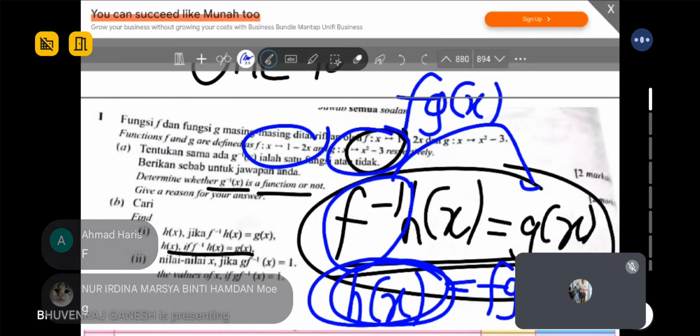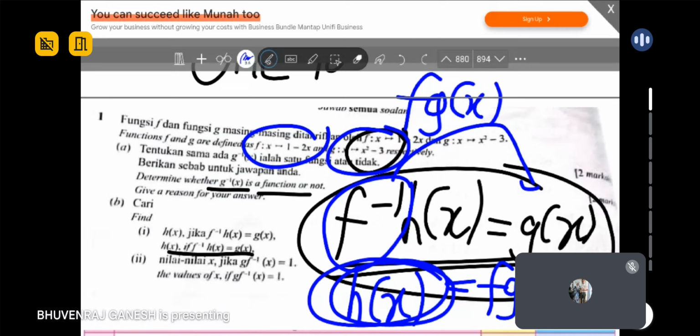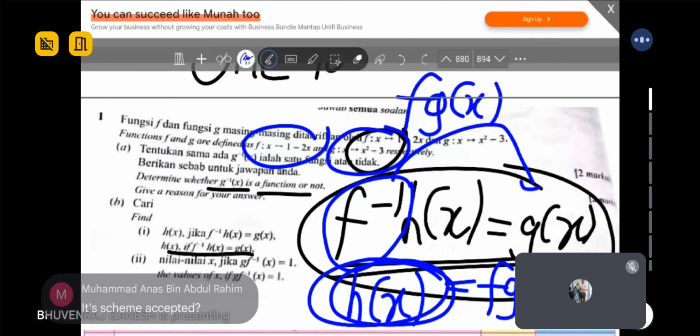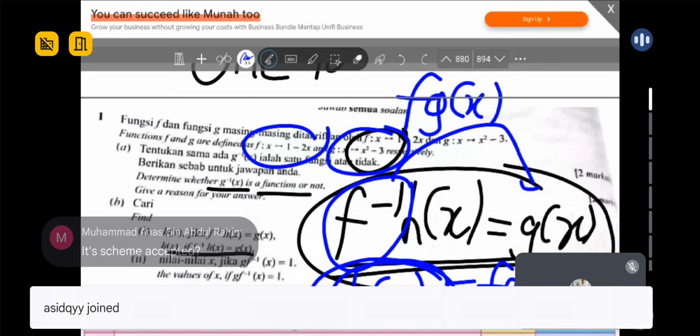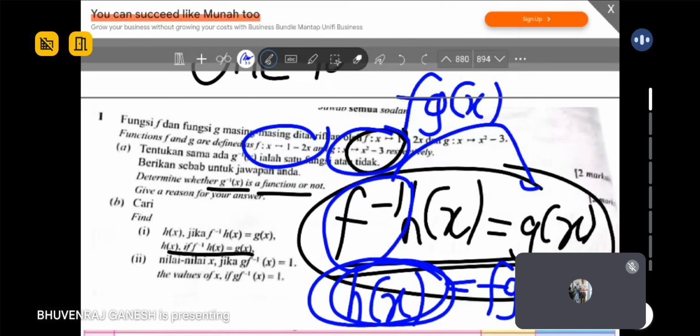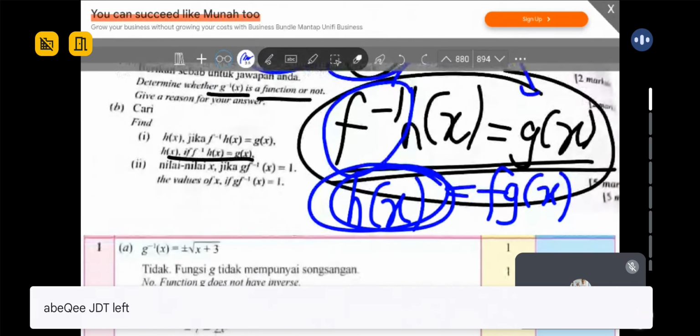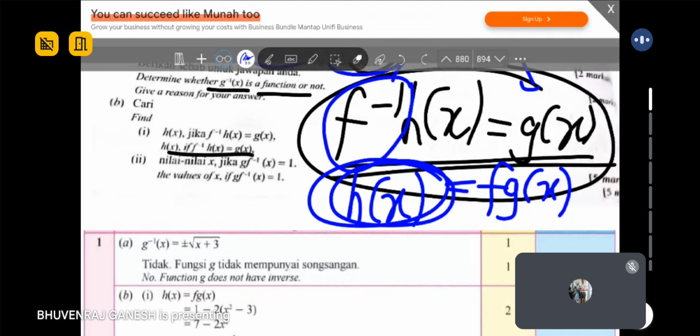Ahmad, hati-hati ya. Bukan F, kena mula dengan G. You must start with G. Selalu ingat guys, kanan ke kiri. You always go from right to left. The scheme show this answer. So ini cara kamu boleh dapat jawapan. So you just find FGX only.